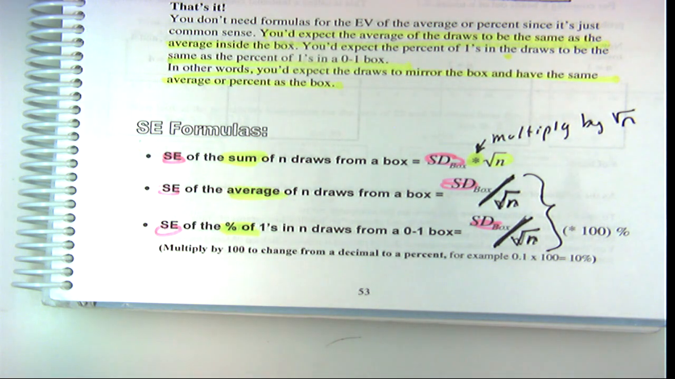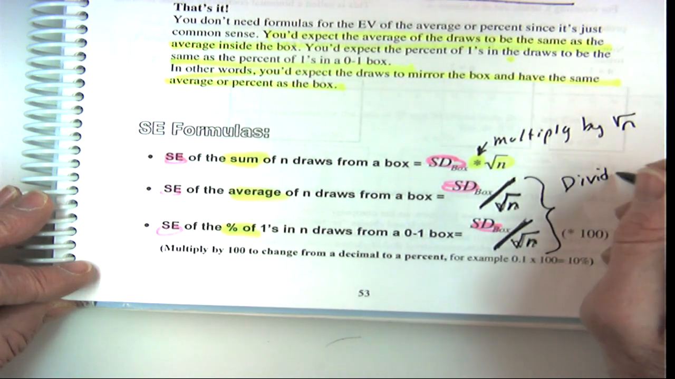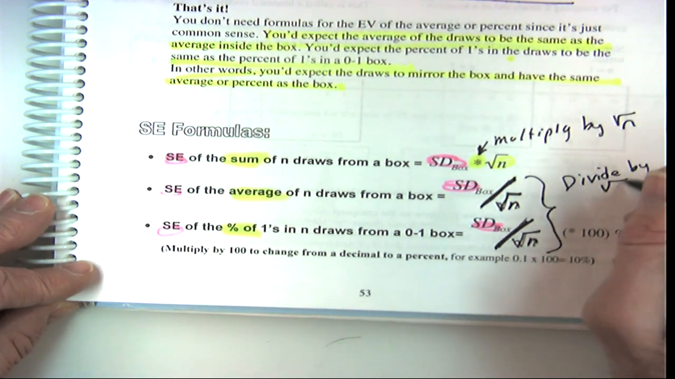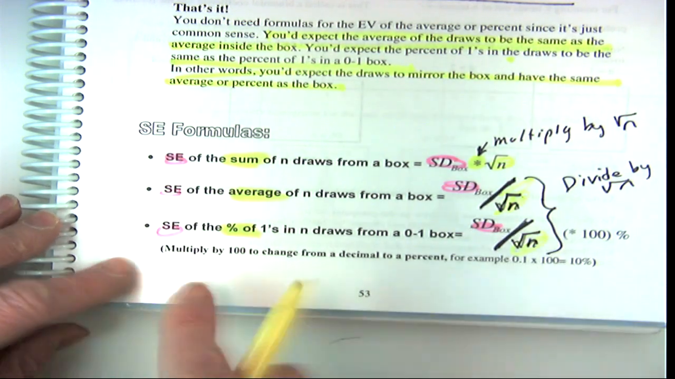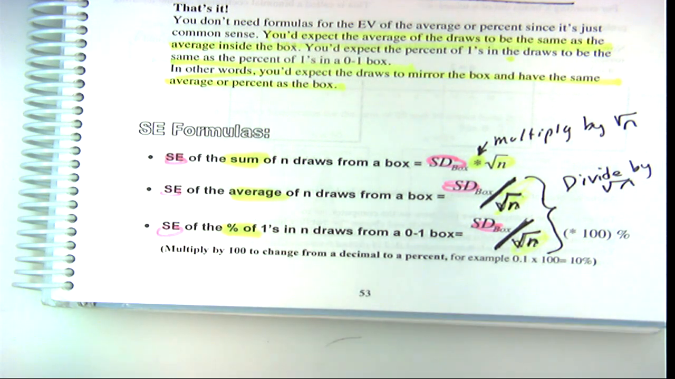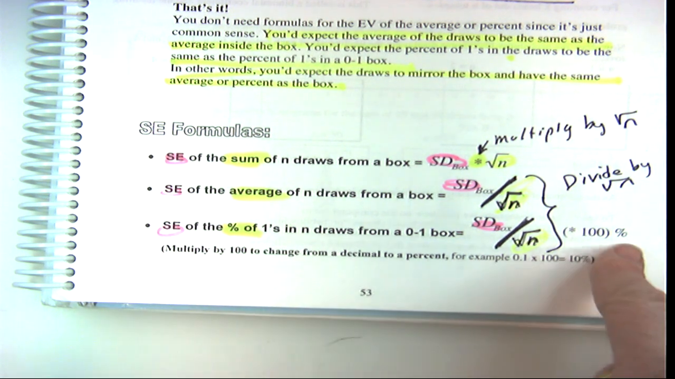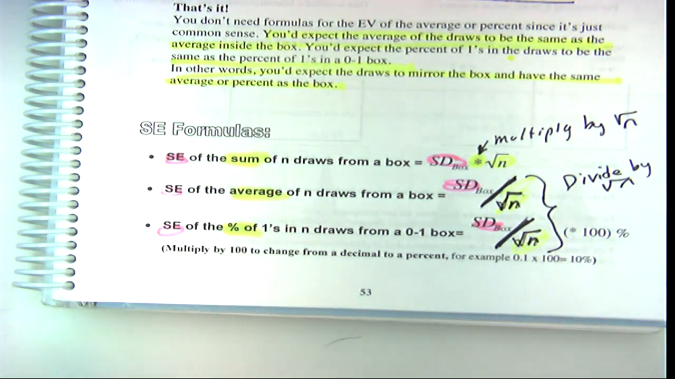No, just stretching? Okay, so for these you divide by square root of n. Okay, and then just for the percent, like 0.5 is 50%, right? You just want to change it to a percent. So you have to multiply by 100. That's because it's a percent. So that's the idea of that chapter.